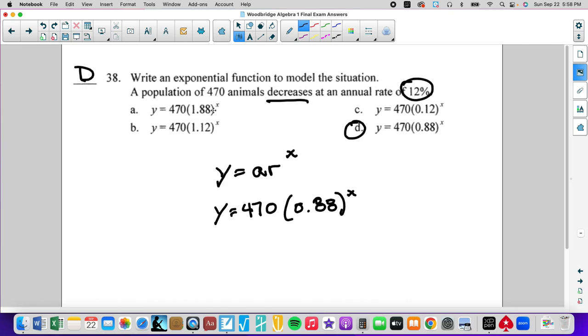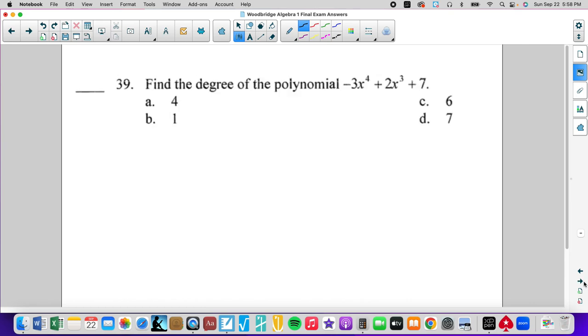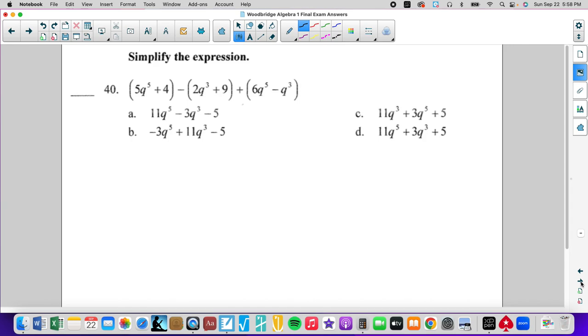So number 39, we've got about 15, 16 problems left. Find the degree of the polynomial. You have to make sure it's in standard form, descending order, highest exponent, and you look at the exponent, and it's to the fourth. So it is A. That's your fourth degree polynomial. It's actually a fourth degree trinomial. Don't let the coefficient confuse you, it has nothing to do with it. It's just the exponent. That you will see in 8th grade.